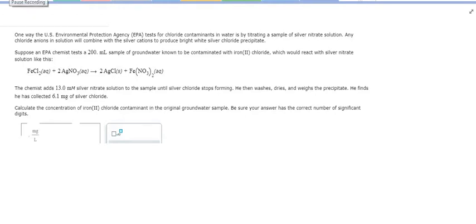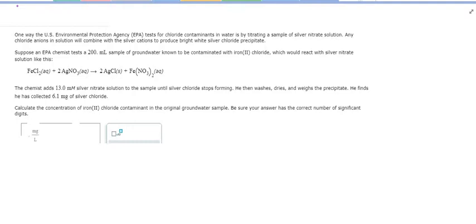Okay, let's tackle another Alex problem here, having to do with some solution concentrations. The question talks about one way the US EPA tests for chloride contaminants in water: by titrating a sample with silver nitrate solution. Any chloride ions in solution will combine with the silver cations to produce bright white silver chloride precipitate. We did something similar to that in lab.